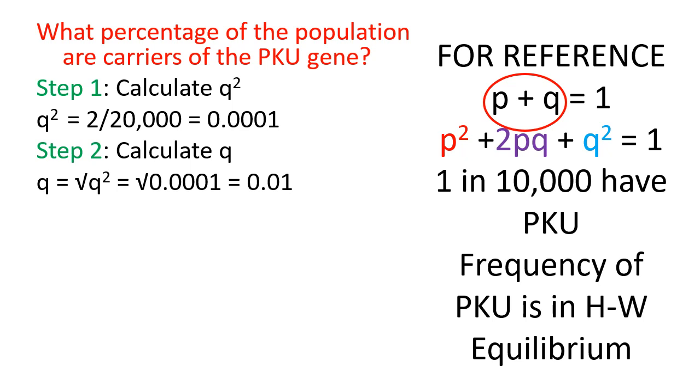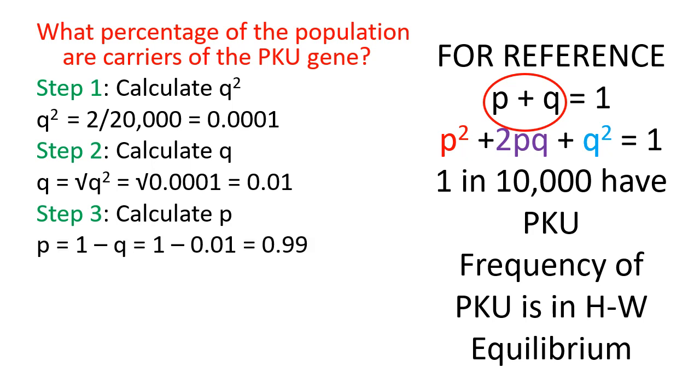And what are we interested in? We're interested in knowing the carriers. The carriers are heterozygotes. Okay, they have one of allele 1 and one of allele 2. And that is represented in our population by the 2pq. So if we can calculate 2pq, we can calculate the answer. So we need to know p, and we have q. Well, we know that p plus q equals 1, so we can plug that into our first equation to get p. So p is 0.99.